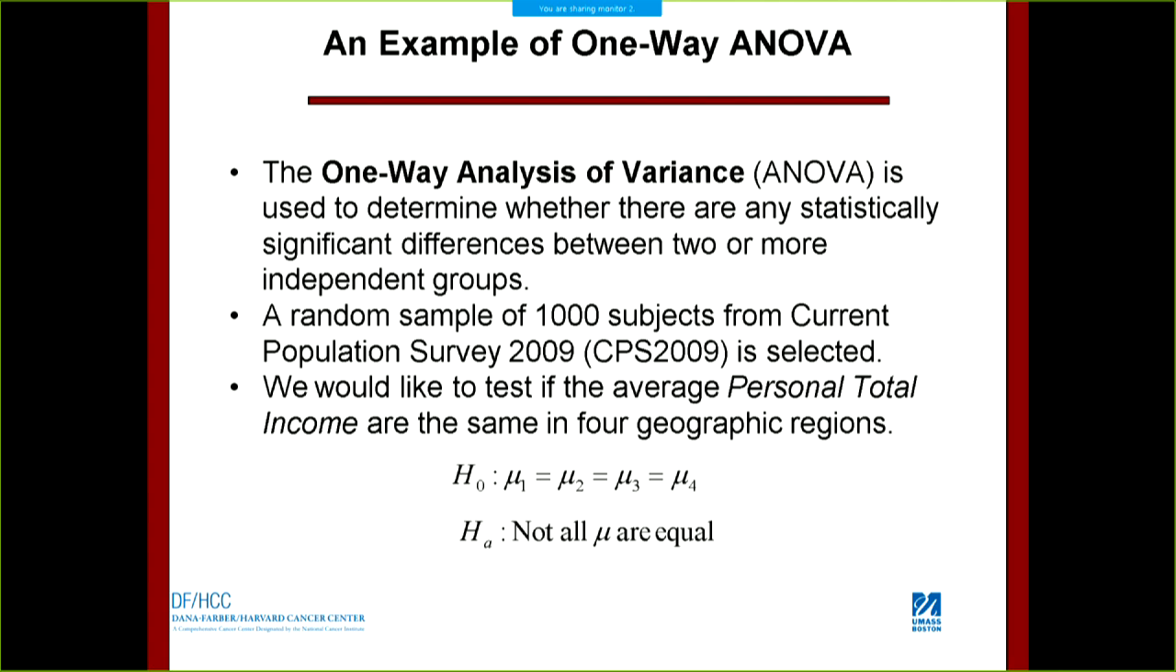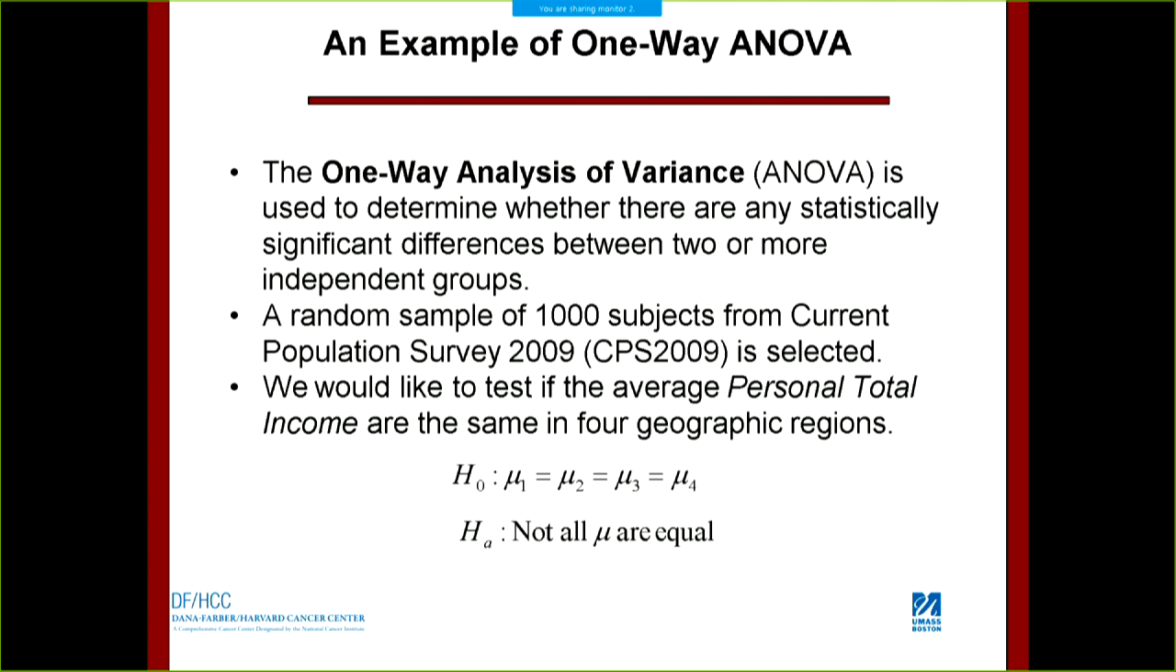I will give an example based on a sample of real data, which is the Current Population Survey of 2009. I made a random sample of 100 observations out of the huge population, and then input the data into SPSS and SAS to do some statistical tests. So the analysis here assumes that all 4 geographic regions have the same average personal total income.